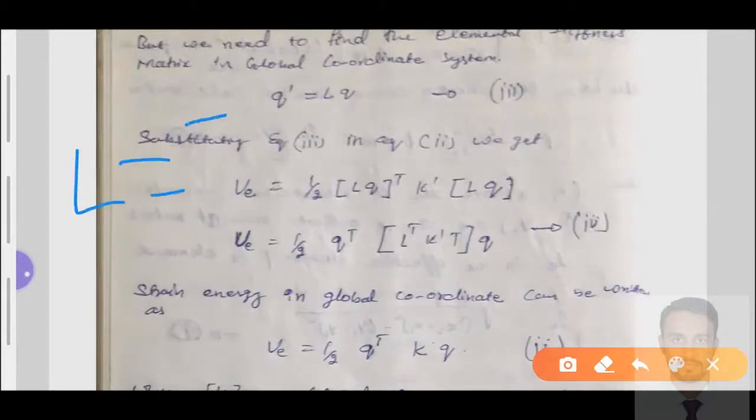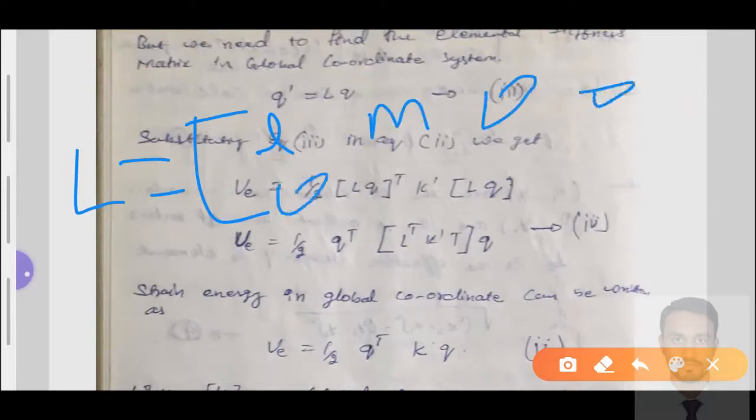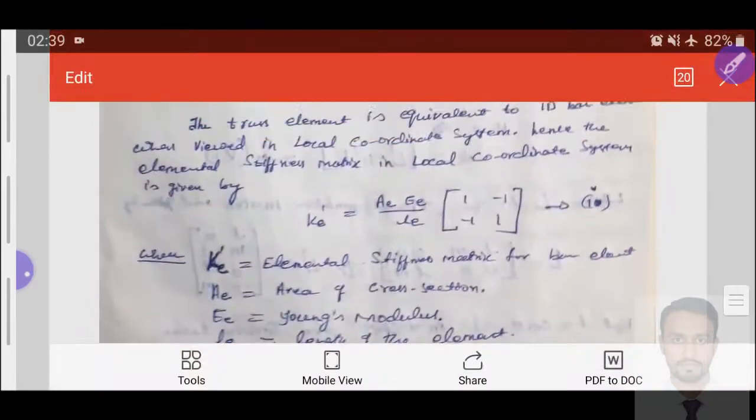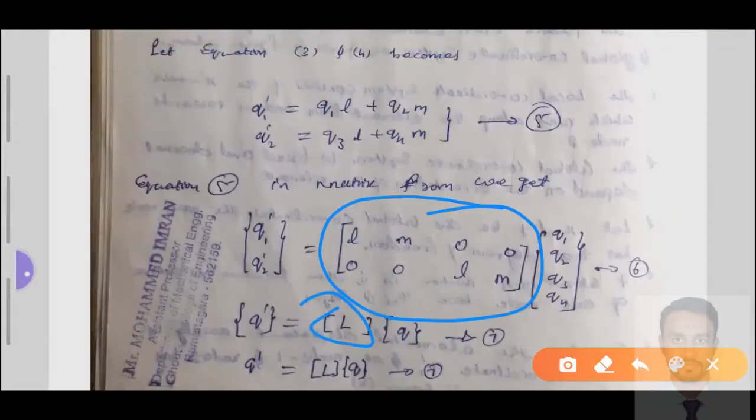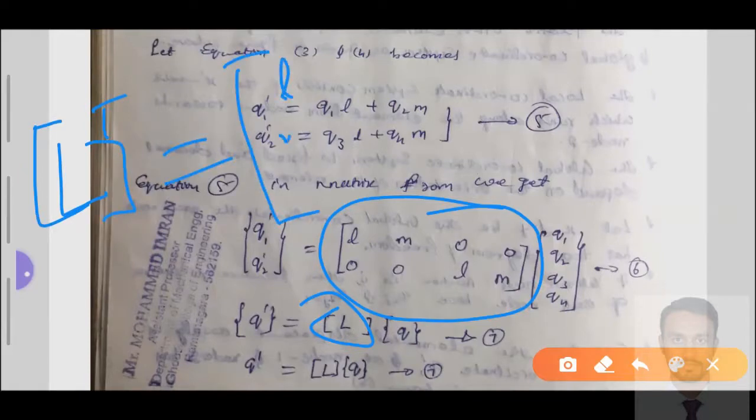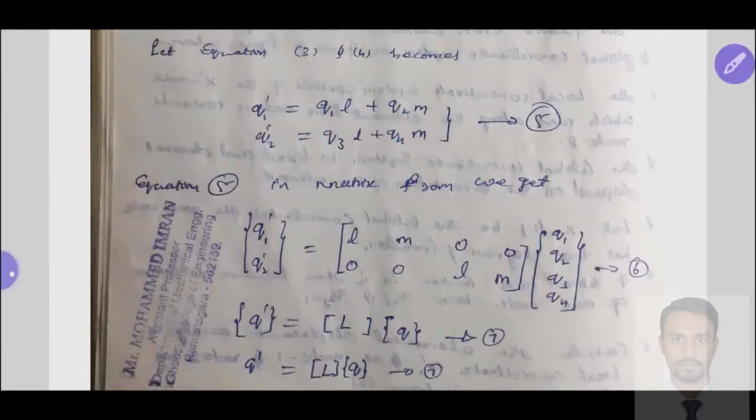L is equal to [L M 0 0; 0 0 L M]. So we found this here, that is equal to L. Now for the L transpose matrix, rows become columns and columns become rows. We have here [L M 0 0; 0 0 L M]. So this is the transpose matrix of the transformation matrix.